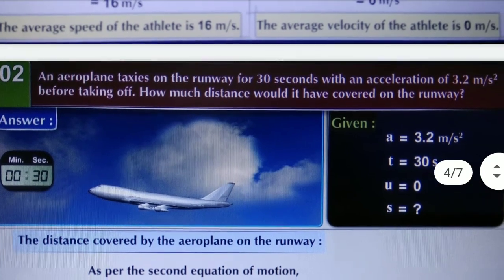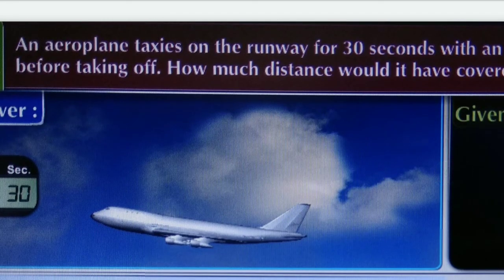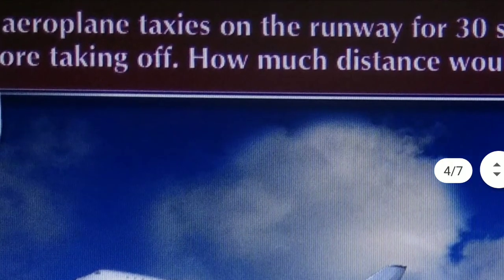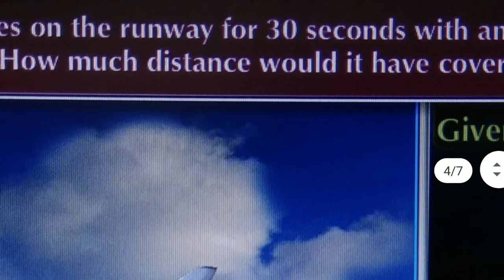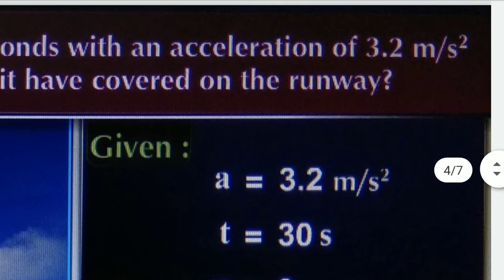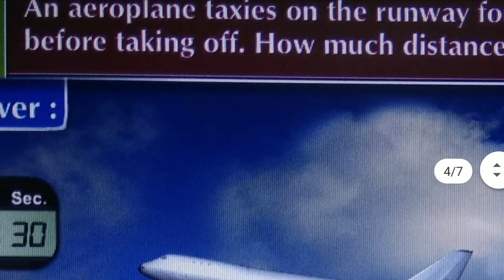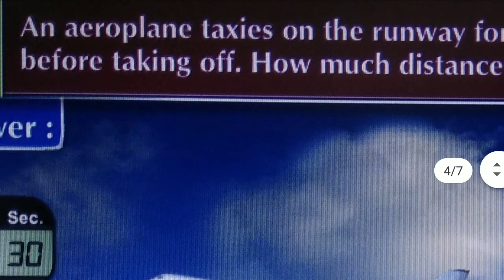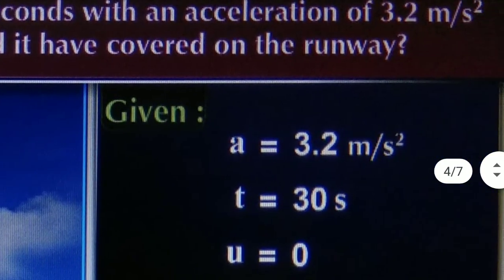Next example. Example number 2. First, read the example. See, an aeroplane taxis on the runway for 30 seconds with an acceleration of 3.2 meter per second square before taking off. How much distance would it have covered on the runway?